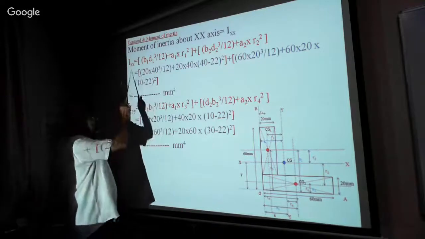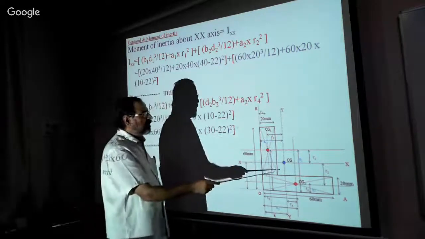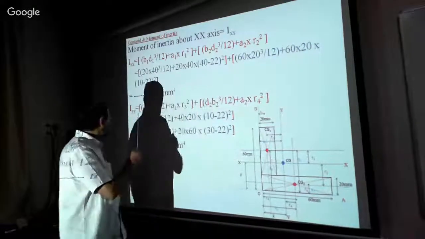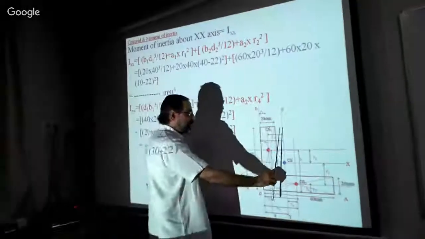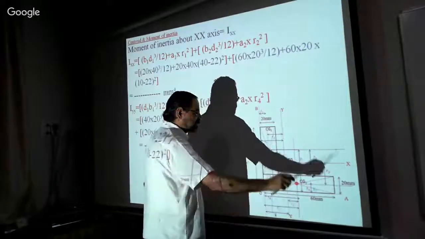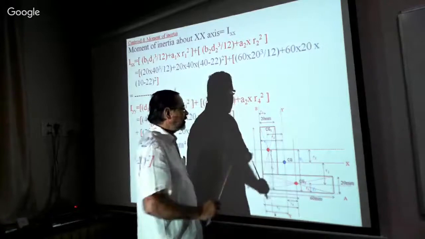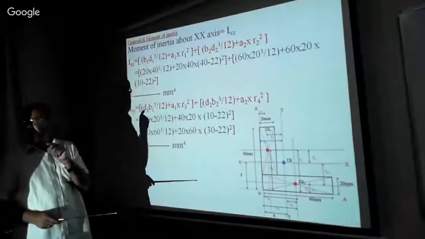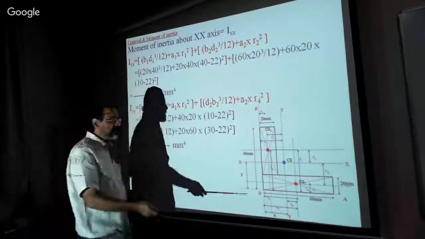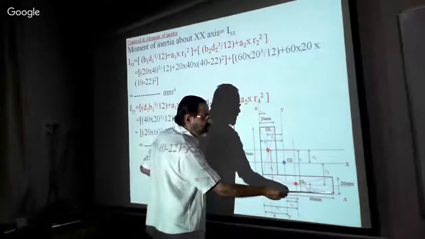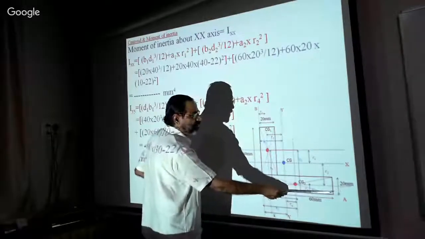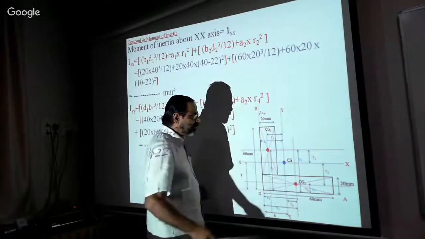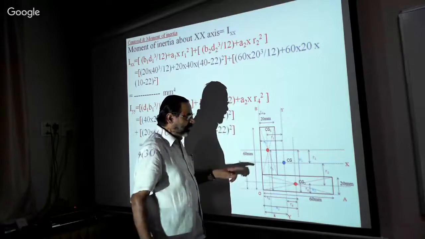Now this is the moment of inertia of the angle section about the x-axis, and this IYY is the moment of inertia of this angle section about the y-axis, isn't it? Similarly, in this problem they have asked a little more: calculate the moment of inertia about its base. The base is OA. The moment of inertia of this angle section about OA, how to calculate that? Let's see in the next slide.